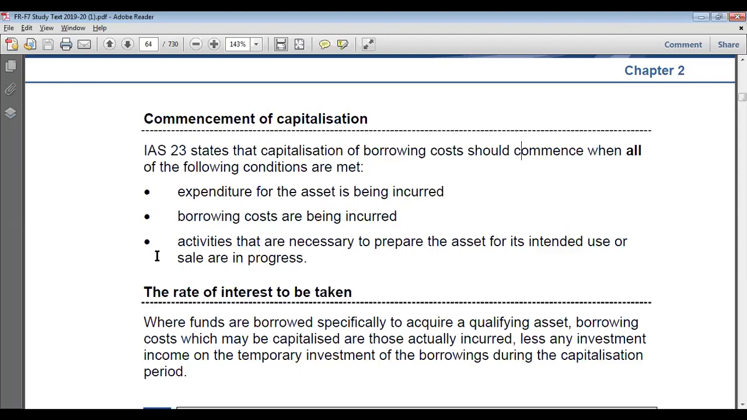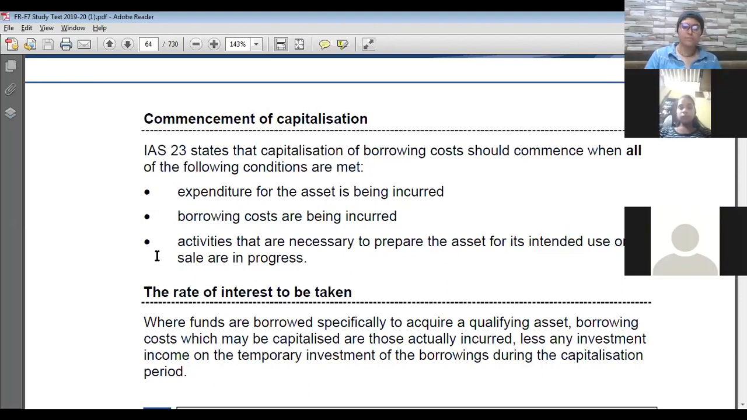First of all, expenditure for the asset is being incurred. That means ki agar humne koi chalo building decide kiya, we are planning to start construction of the building, that first condition is expenditure for the asset is being incurred. That means some activity is started to construct the building. Now, if the activity started, that means expenditure is incurred.